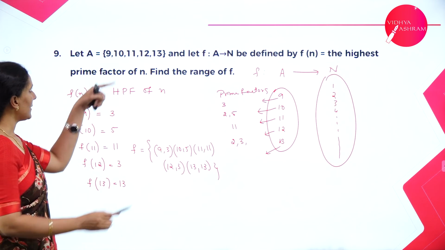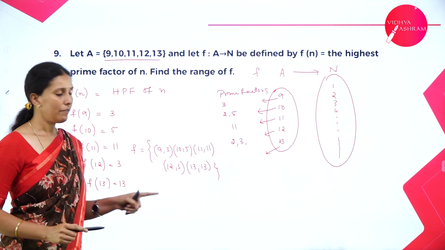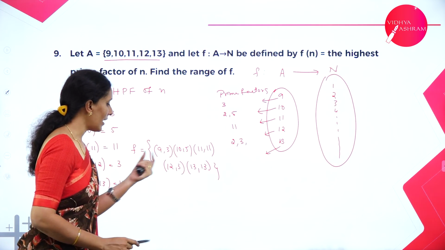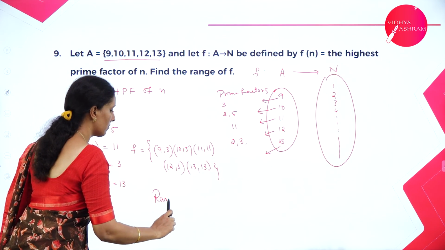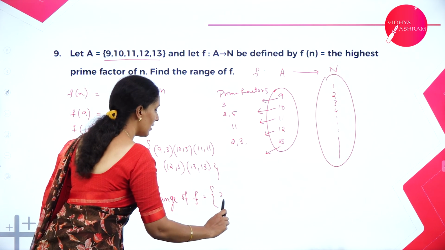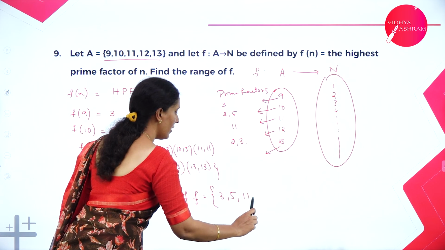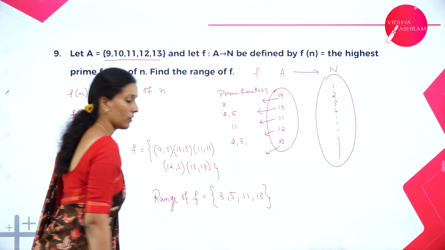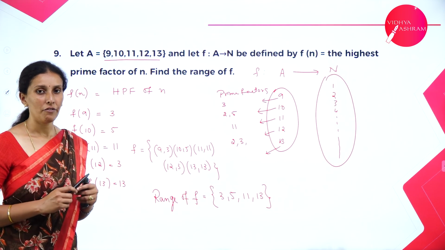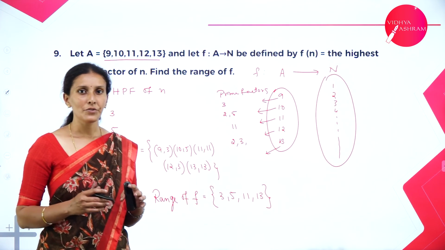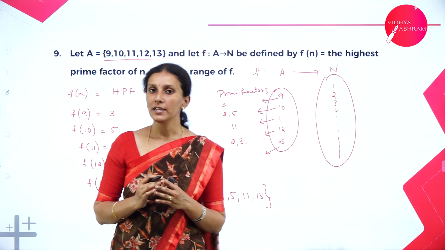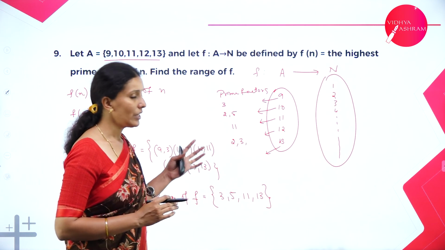So all the elements in set A have only one image in set N. And the range of f is clearly 3, 5, 11 and 13. This is a function and the range of the function is 3, 5, 11 and 13. So thus we have studied how to find the domain and the range of certain functions under the given conditions.